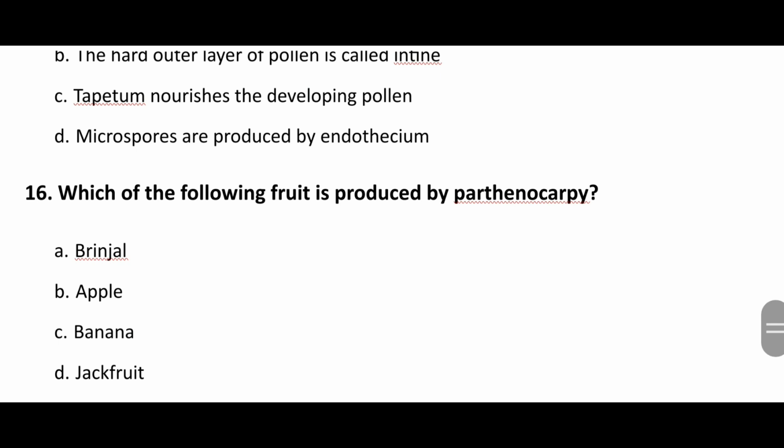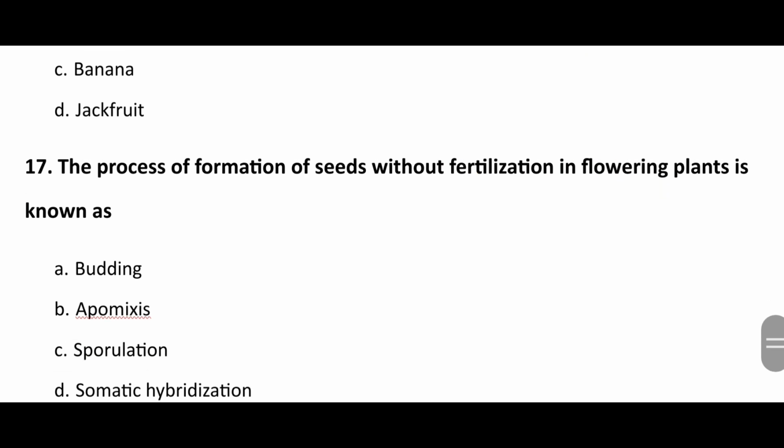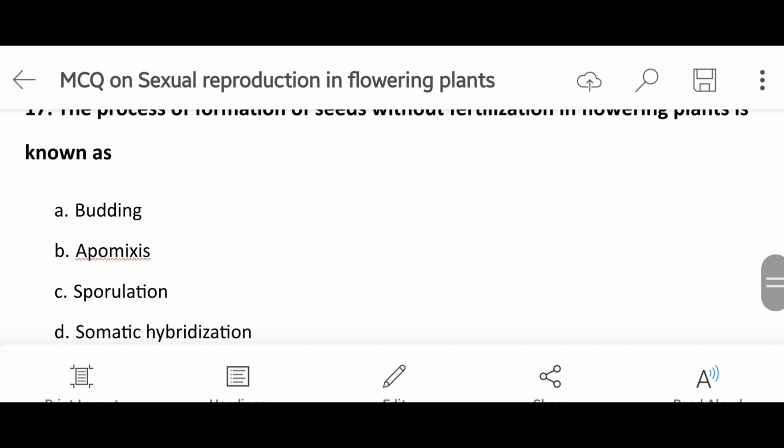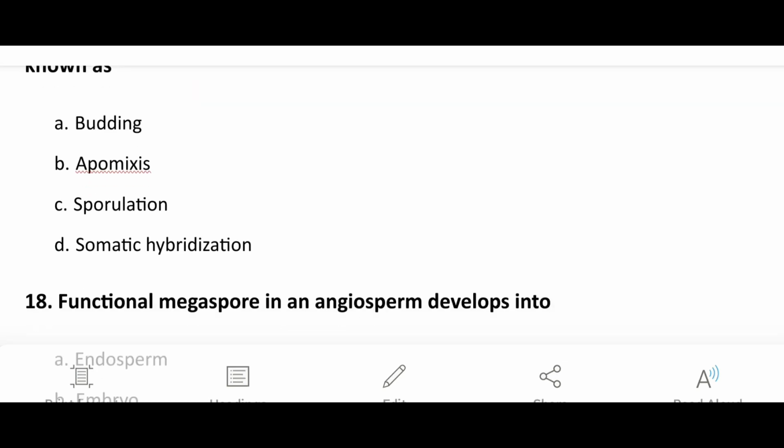Then which of the following fruits is produced by parthenocarpy? By parthenocarpy, the most common fruit produced is the banana. Then question number 17, the process of formation of seeds without fertilization in flowering plants is called apomixis. And it is option number B, which is apomixis. The process of formation of seeds without fertilization is called apomixis.